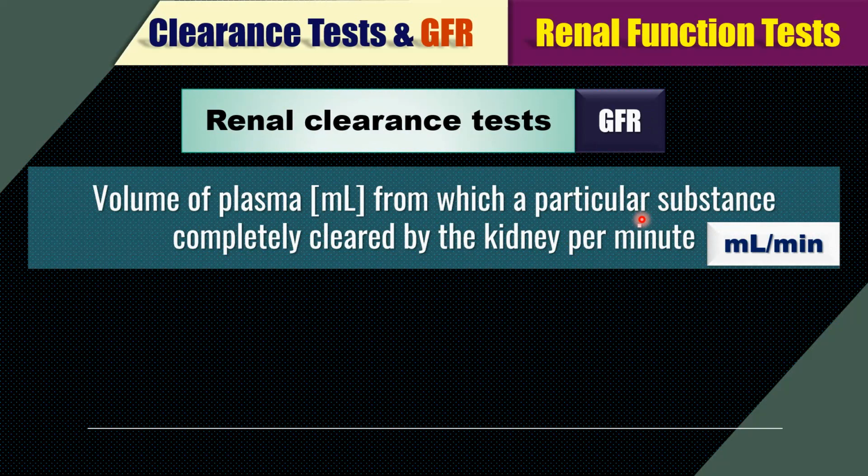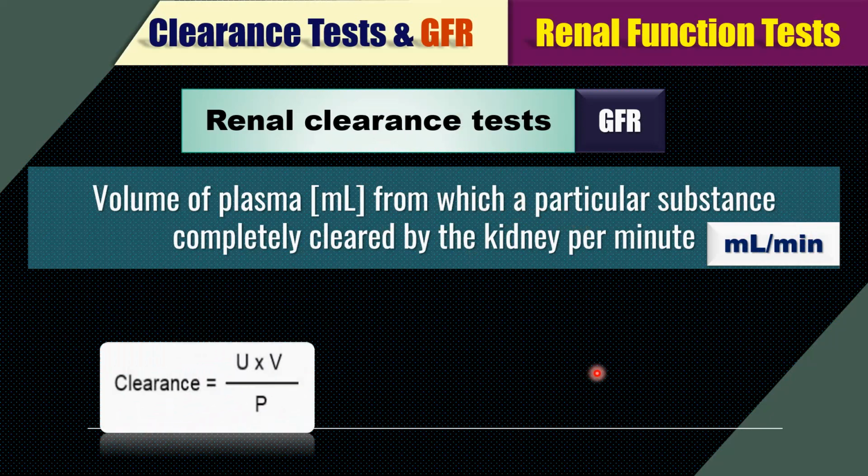Clearance test of any substance means the volume of plasma, which is usually in ml, from which a particular substance, in the sense it could be urea, creatinine, inulin or cystatin C, is completely cleared by the kidney per unit time, in the sense per minute. So clearance is usually expressed in terms of ml per minute. Okay, the volume of plasma from which a particular substance is completely cleared by the kidney per minute is the clearance.